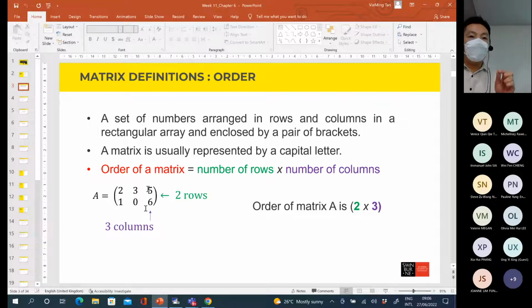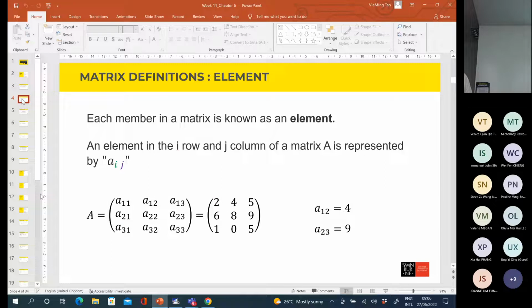All of the numbers inside the matrix we call elements. So for matrix A, there are 6 elements altogether. And for each element we will also give a name, depending on the location of the row and column for that number.